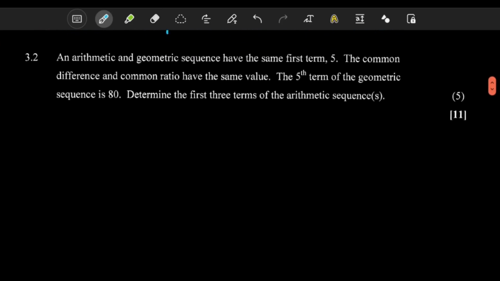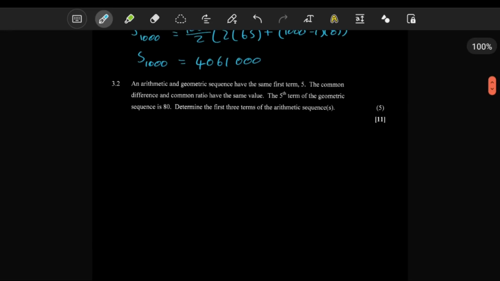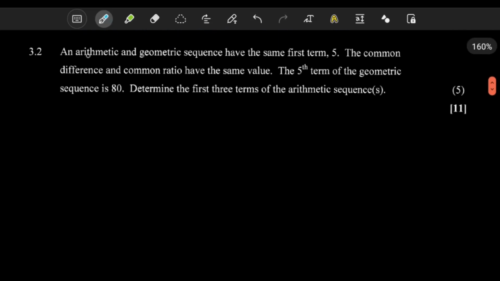For 5 marks, wow, I hope I've given myself enough space. For 5, it says here, an arithmetic and geometric sequence have the same first term, which is a 5. The common difference and the common ratio have the same value. And then it says that the 5th term of the geometric sequence is 80. Determine the first 3 terms of the arithmetic sequence. Arithmetic sequences, maybe there's more than one option.